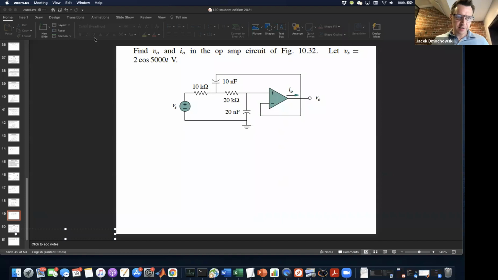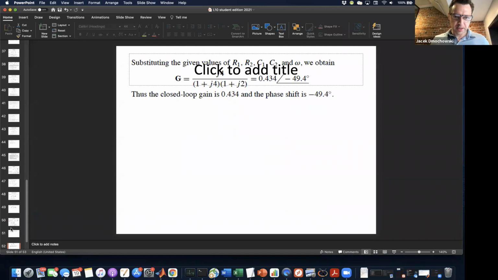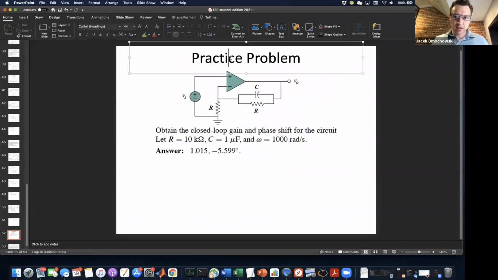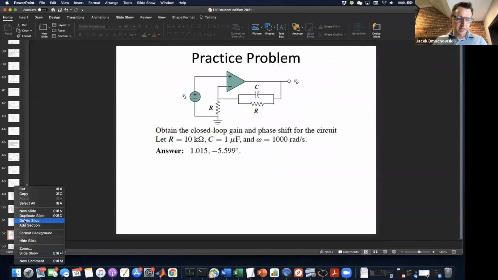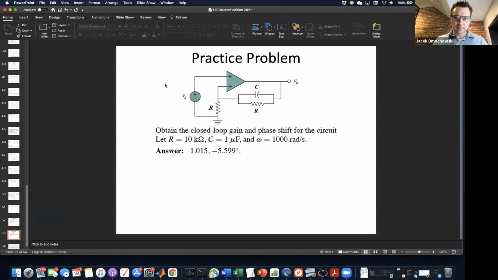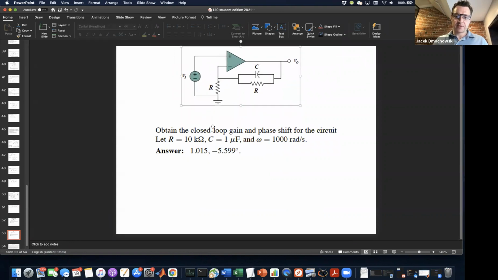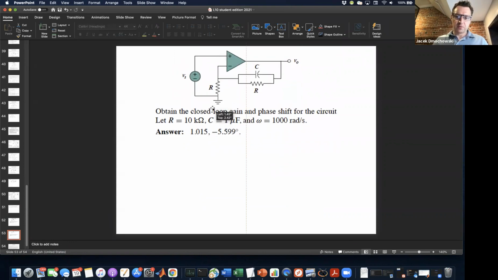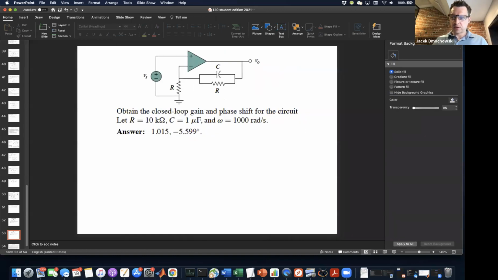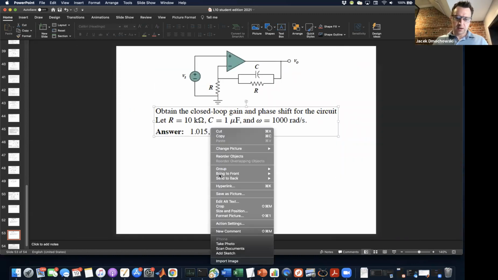Moving right along to the last problem of the course, I would have much rather had the satisfaction of doing this in the class. We will do it here. Just going to set up the slide, give myself more room. We are asked to obtain the closed loop gain and the phase shift for this circuit. Cover up the answer.